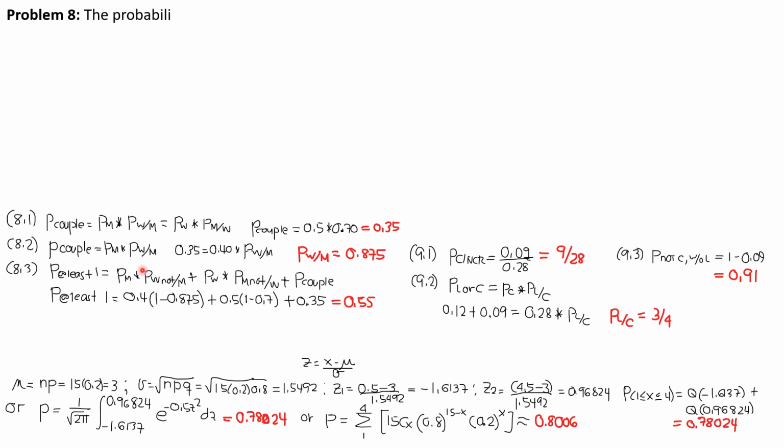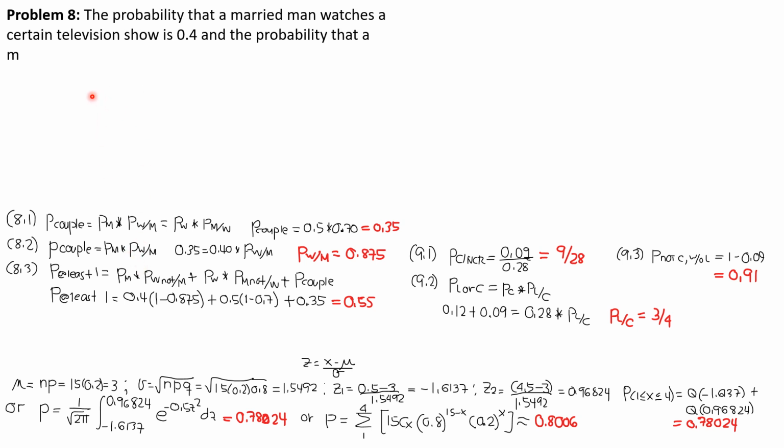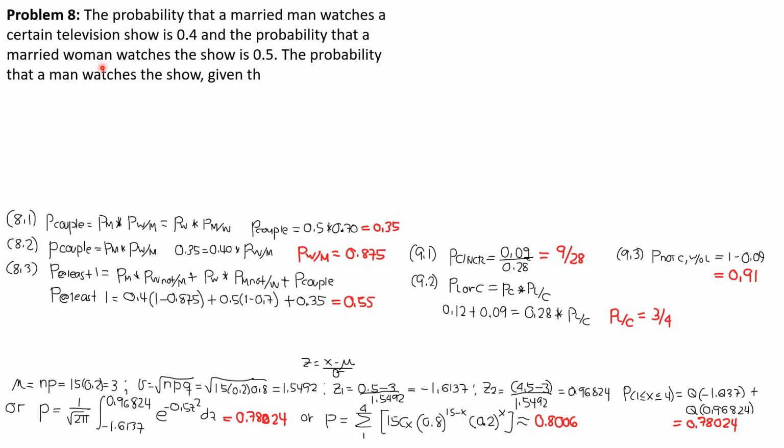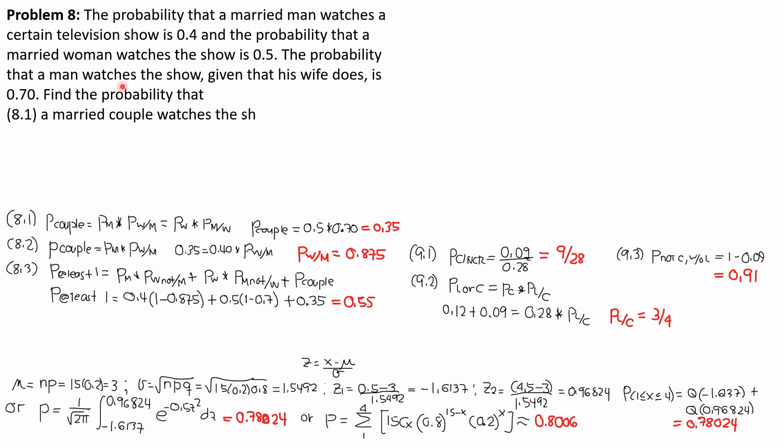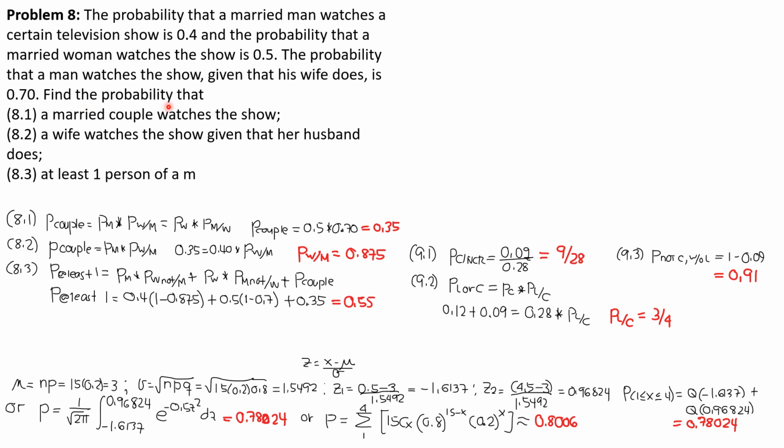Problem 8. The probability that a married man watches a certain television show is 0.4, and the probability that a married woman watches the show is 0.5. The probability that a man watches the show given that his wife does is 0.7. Find the probability that 8.1, a married couple watches the show. A wife watches the show given that her husband does. Then at least one person of a married couple will watch the show.